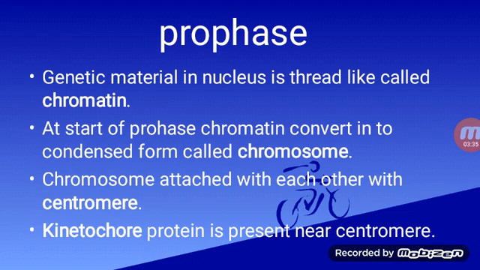Genetic material in the nucleus is thread-like, which is known as chromatin. At the start of prophase, chromatin converts into a condensed form called chromosome. Chromosomes attach with each other through the centromere. Kinetochore protein is present near the centromere.